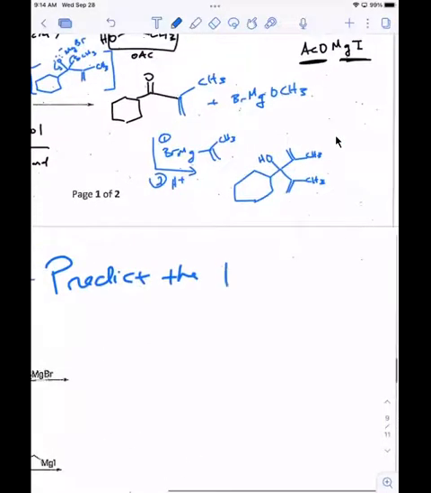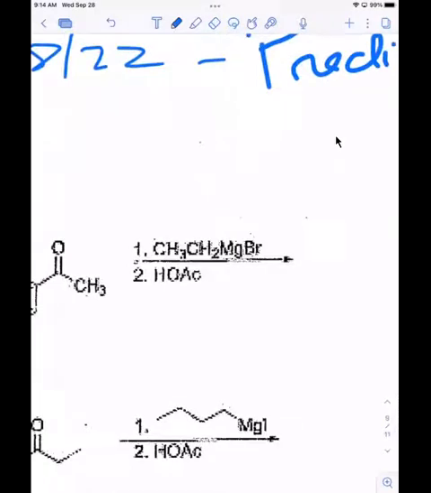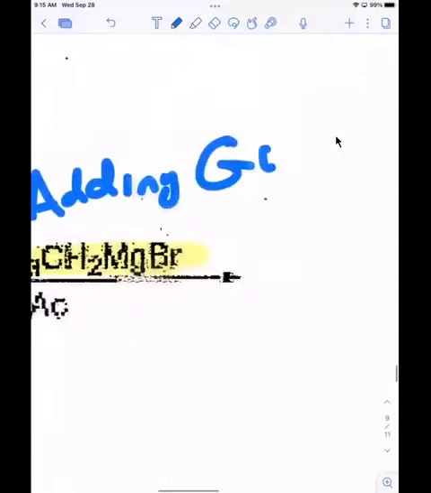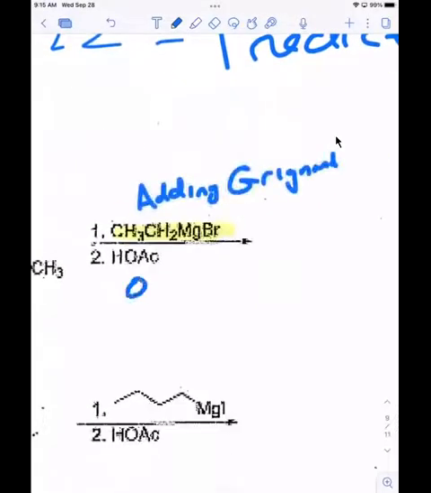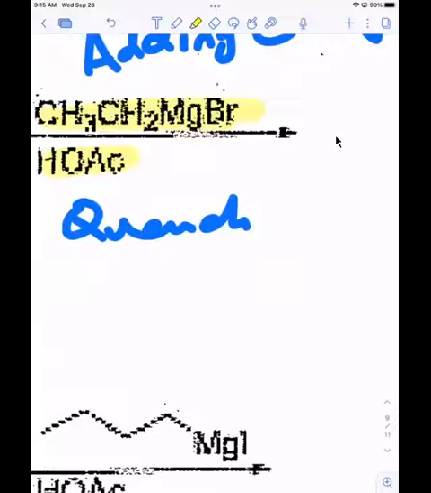We're just predicting the products. All right, so in that first example, if you'll notice how it's written, in the first step, I'm adding my Grignard. Second step is my quench, right? It's my H plus step where I'm adding a proton.